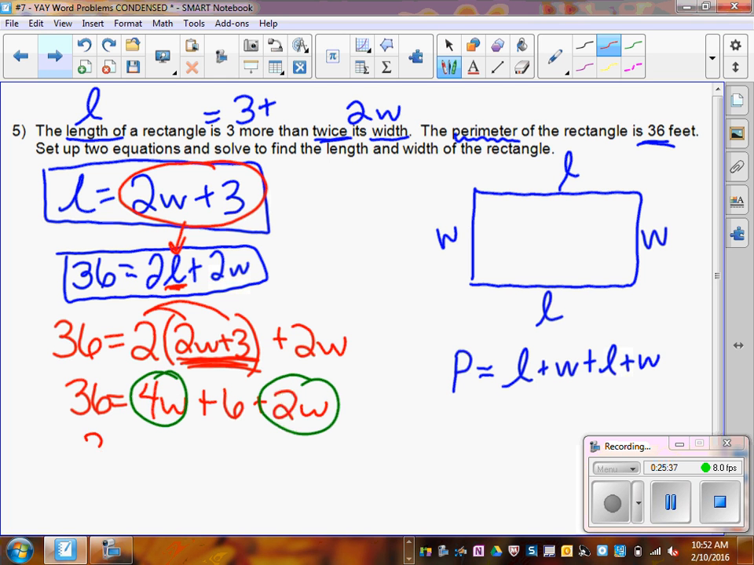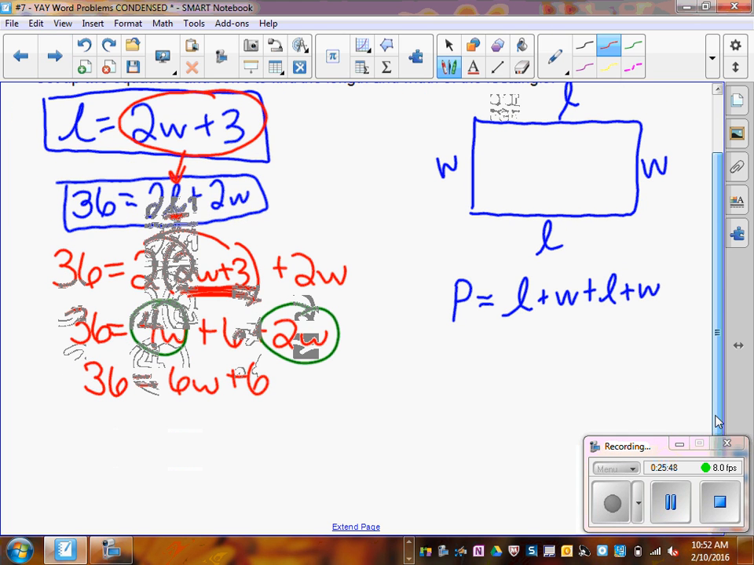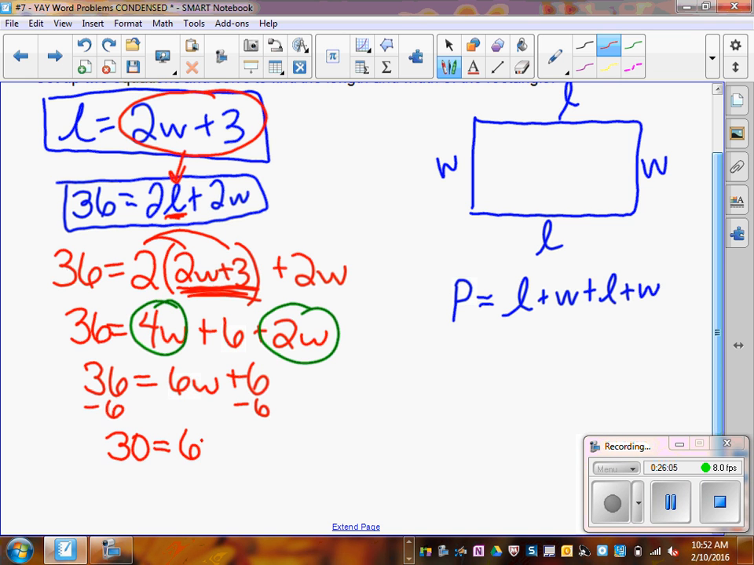Alright, so we have 36 equals, what's 4W plus 2W give us? Good, 6W. Plus 6. Alright, so now let's go ahead and solve for W. Tayshawn, what's my next step? Good, subtract 6. 36 minus 6 is 30. We have 6W. And those cancel out.